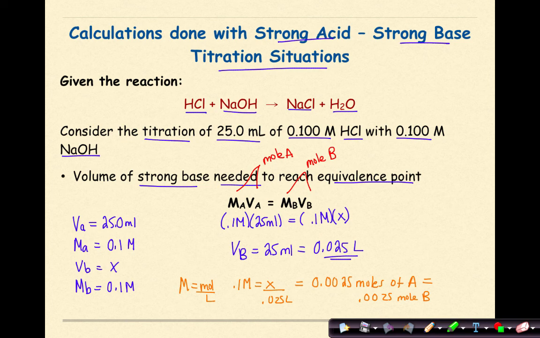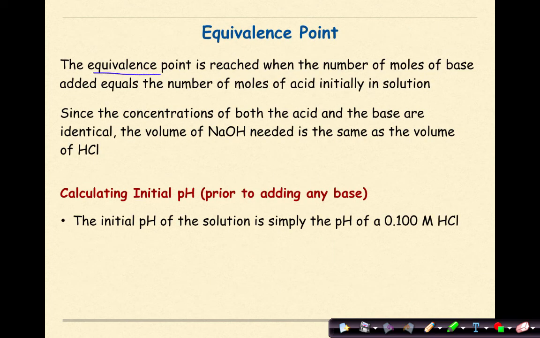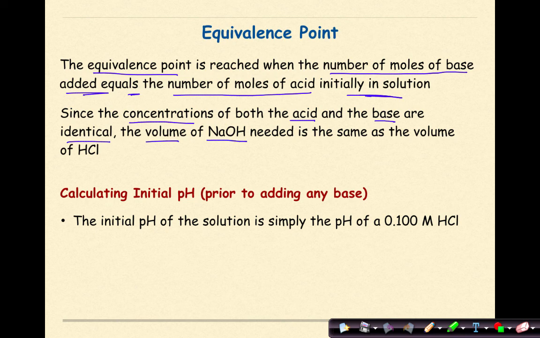And we're going to constantly, through this whole video, be referring back to our original molarity of our acid and our molarity of our base. So as we're doing this and you're wondering where these molarities are coming from, they're coming from right at the beginning of this tutorial. So again, the equivalence point is reached when the number of moles of base added equals the number of moles of acid initially in the solution, and that's where the base is your titrant. Since the concentrations of both the acid and the base are identical, the volume of sodium hydroxide needed is the same as the volume of HCl.